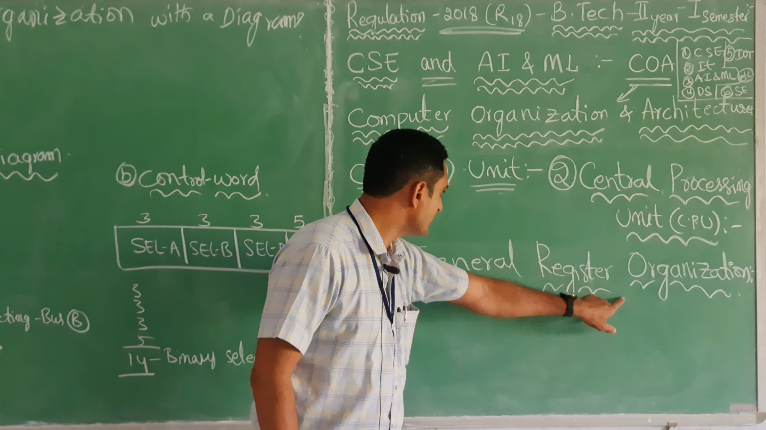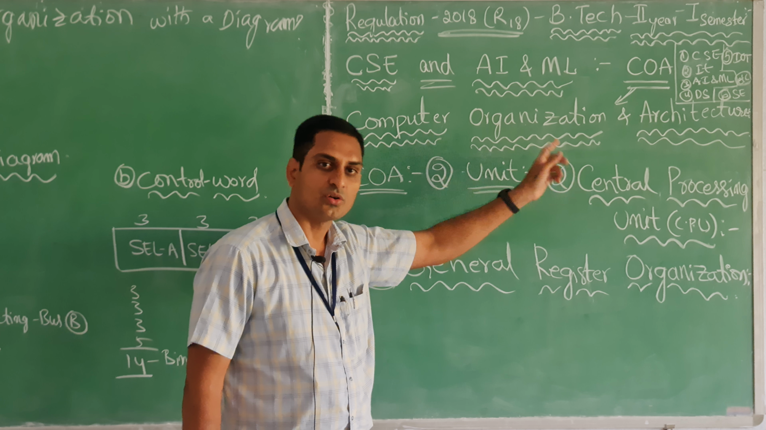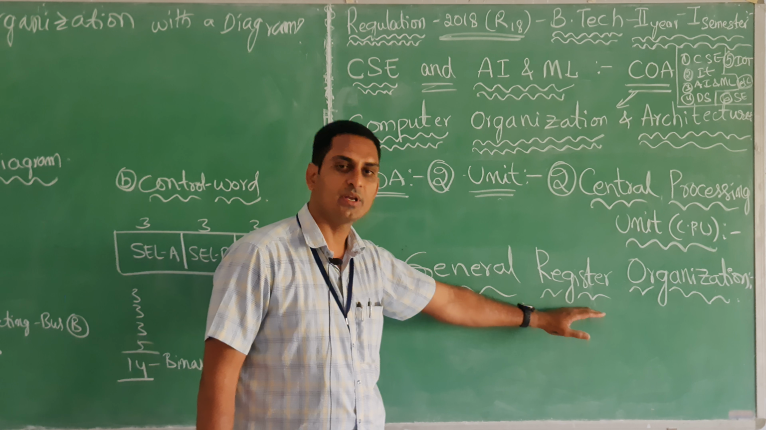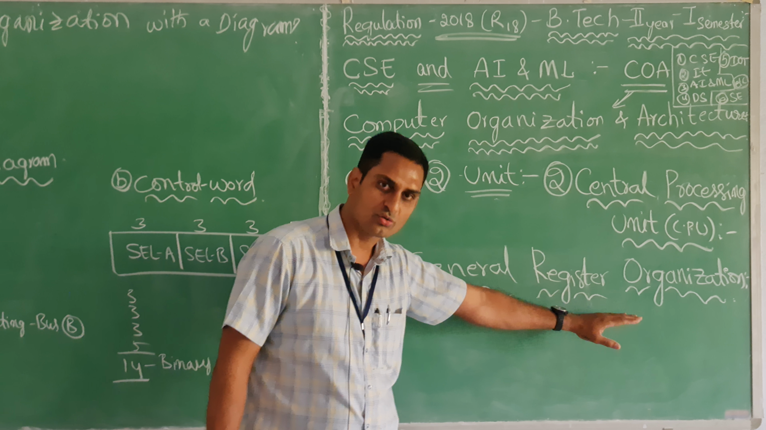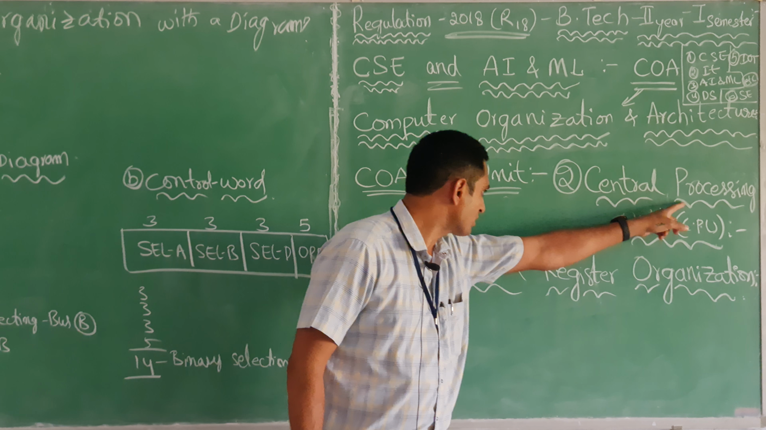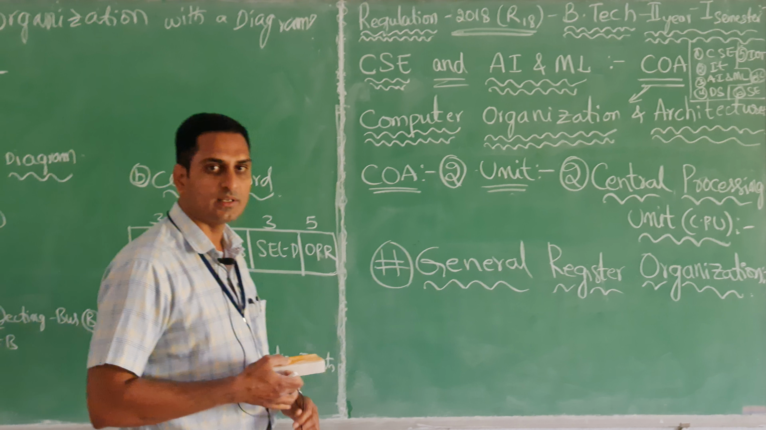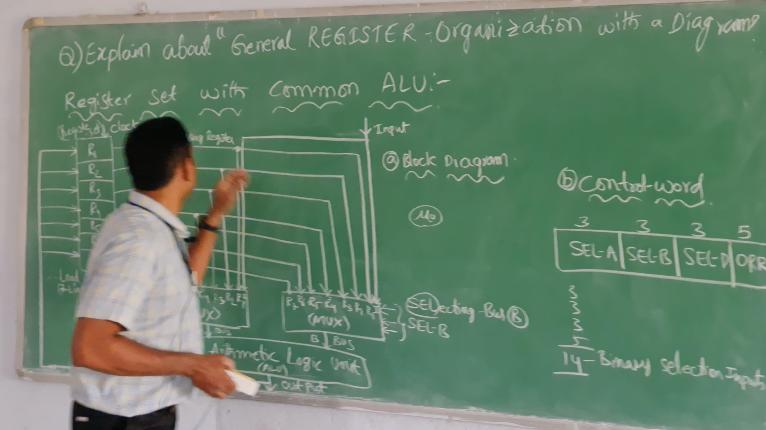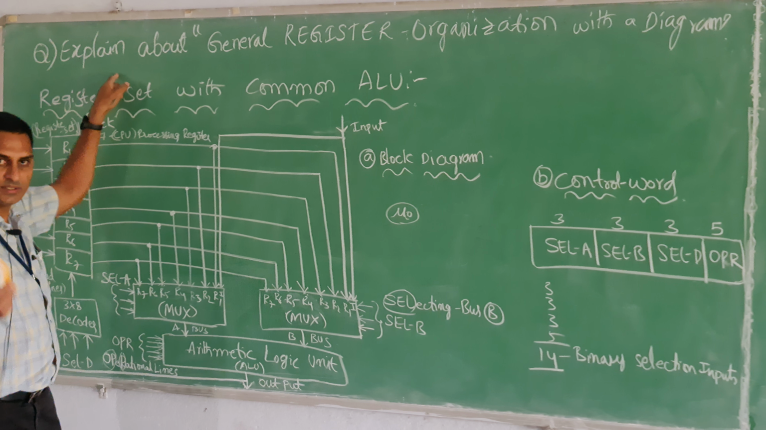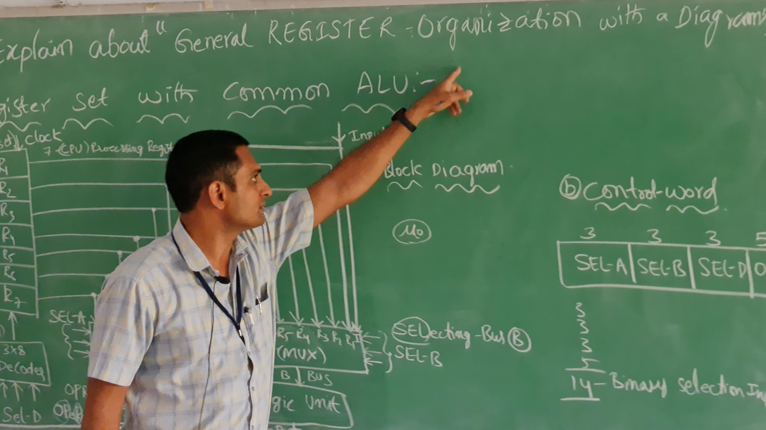General Register Organization. So here our subject is computer organization. Inside the computer we have a small memory part that is called a register, and that also should be organized. This is a topic from the central processing unit, CPU, processor, the brain of the computer. The question asked last year is this one: explain about general register organization with a diagram.